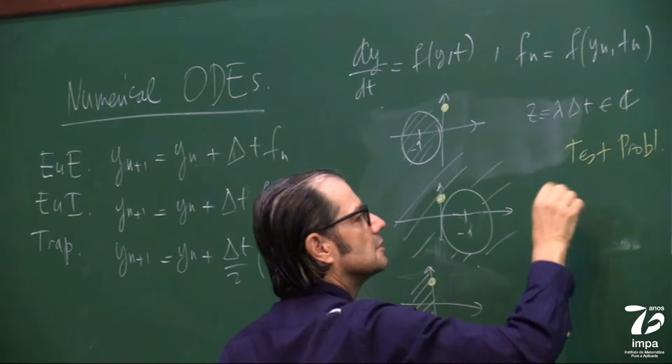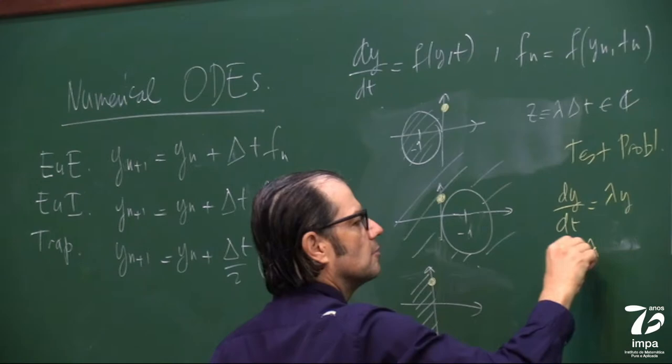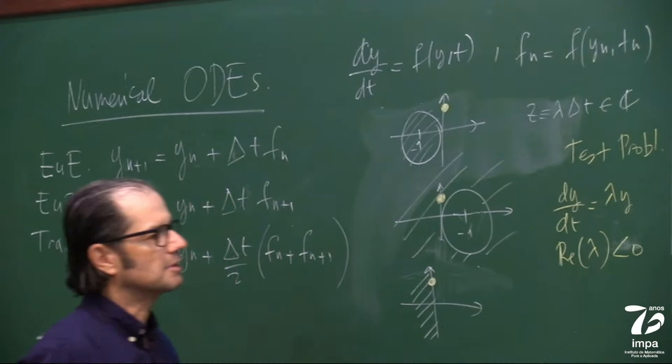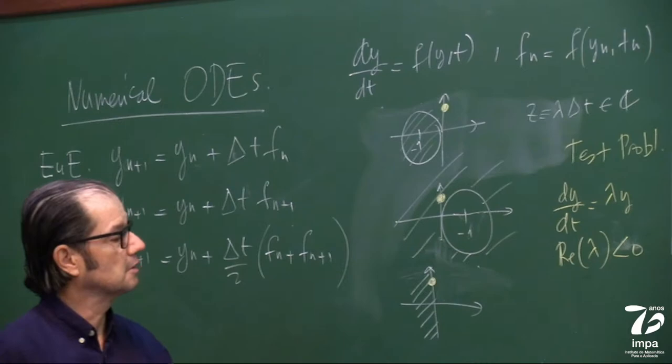So since some people did not come last week, let me put it like this. This is the test problem. Right, but then we ignore this hypothesis. This was for the test problem to get these regions. And then we ignore this property. Now lambda can be anything.